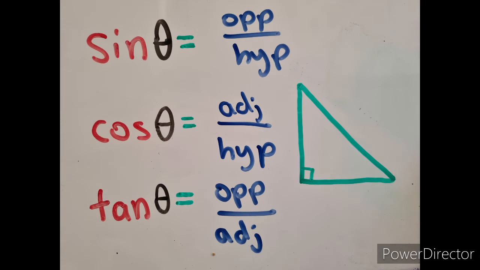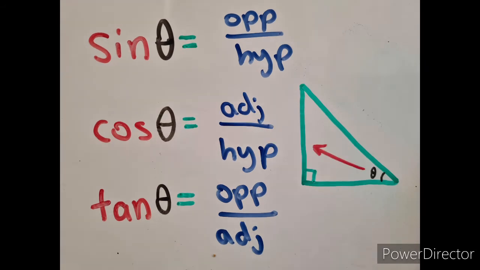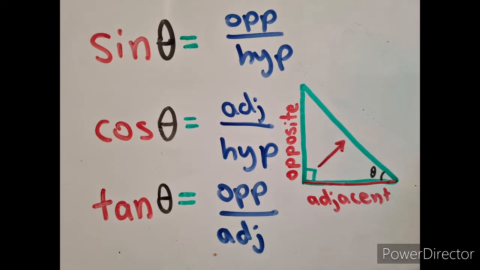Let's draw a right-angled triangle to show what opposite, hypotenuse, and adjacent look like. Let's call this angle theta. The side that's directly opposite this angle is called opposite. The side that's next to the angle but isn't the hypotenuse of the triangle is called adjacent. And the side that's opposite the right angle is called the hypotenuse.